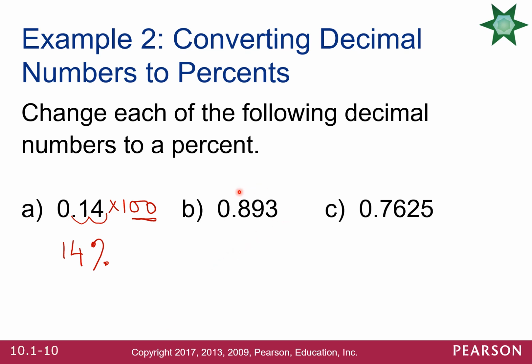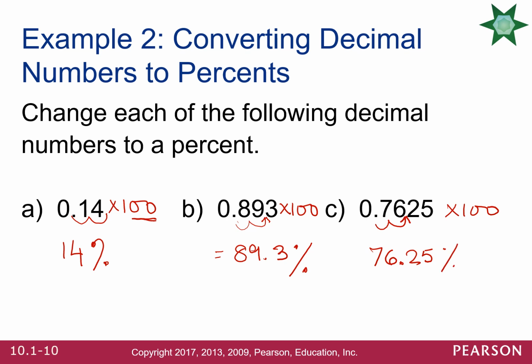The next one is 0.893. Again, multiply that by 100, and your decimal point will shift 2 digits to the right, and you'll get a value of 89.3, and then put the percent sign. Then 0.7625, multiply by 100, and the decimal point shifts 2 digits to the right, so it'll go next to the right of 6. So your answer is going to be 76.25 and then the percentage symbol, right?